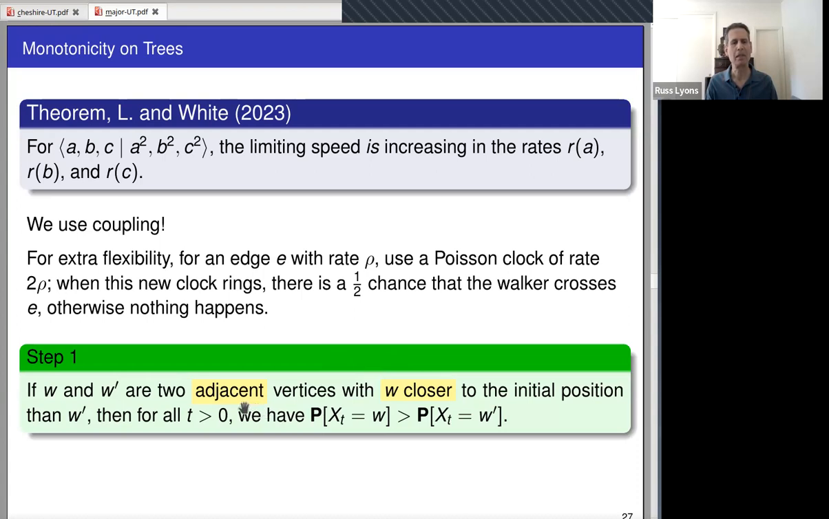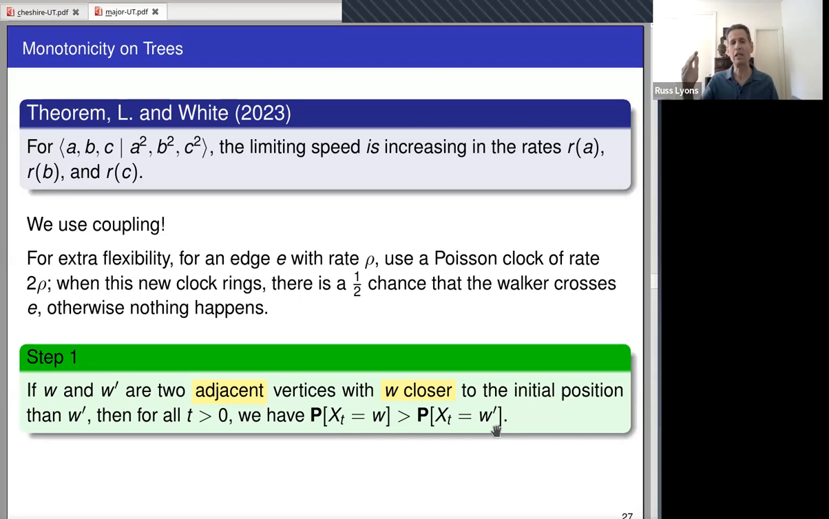And I will just say step 1 of this coupling proves the following property. Suppose I have 2 adjacent vertices with W closer to the initial position than W prime. Then for any time, our random walk, with fixed rates, has the following property: the random walk is more likely to be at W than at W prime. This is a good thing, because what does increasing the rate of the edge between W and W prime do?